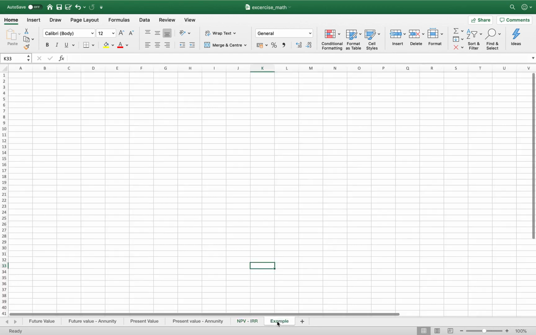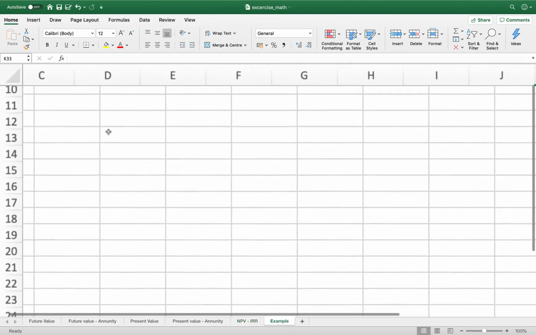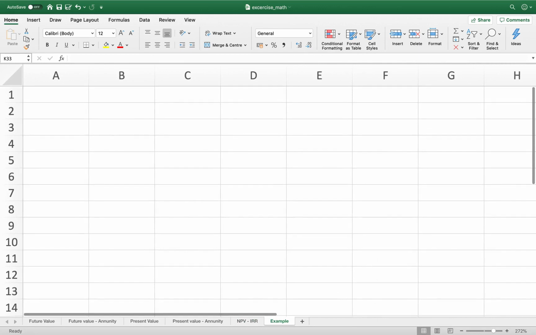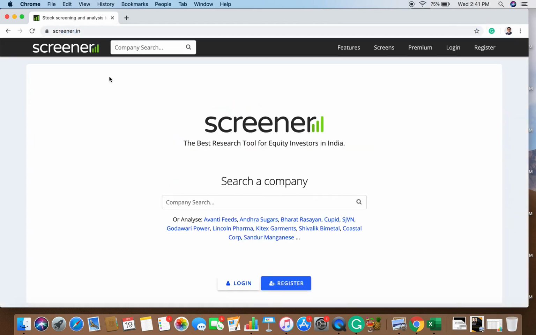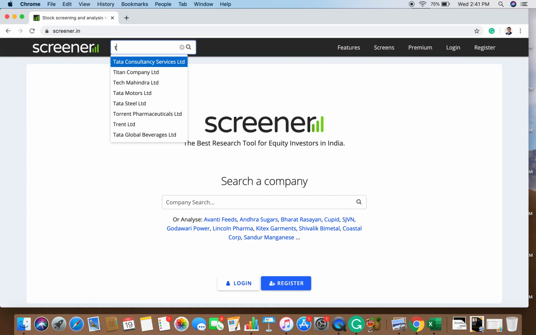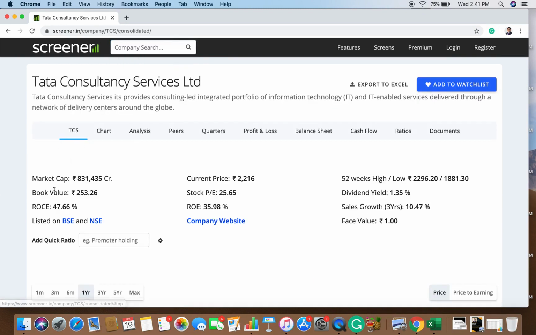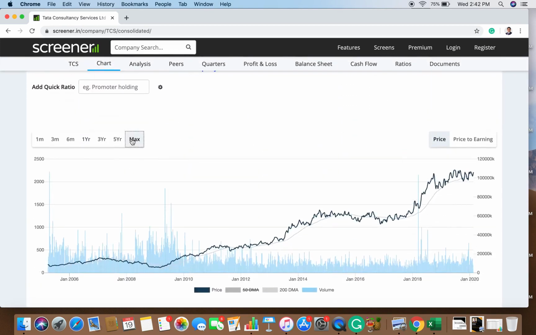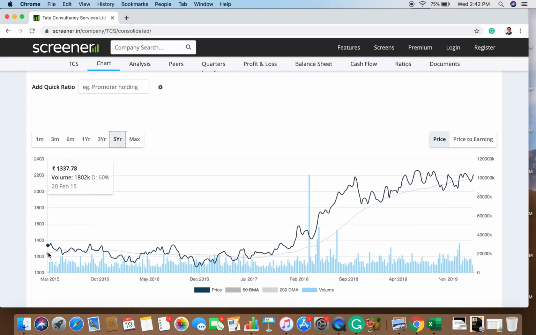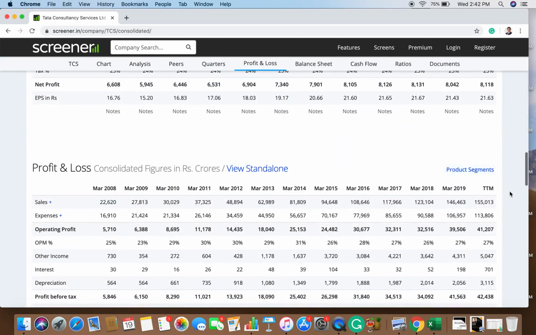For that, let's take one example, and this time the example will be from the stock market and our investment into the stock market. So let's say we go to screener.in, and let's say we want to go into TCS. TCS is showing me that it is giving 1.35% dividend yield, right? Then I go and check that for the last 5 years the stock price is 1400 to 2200, right?